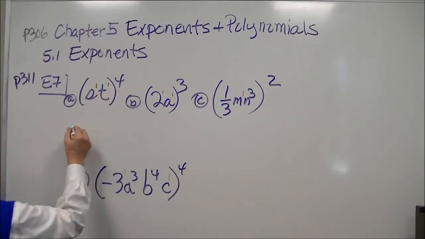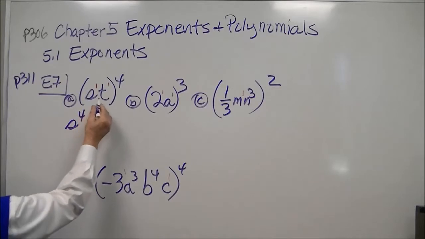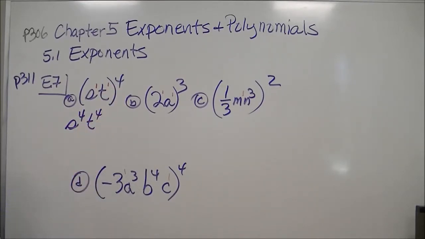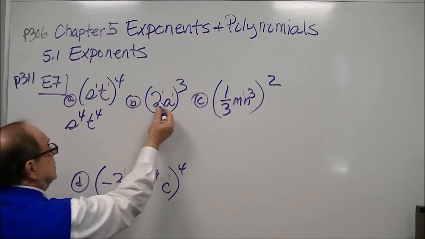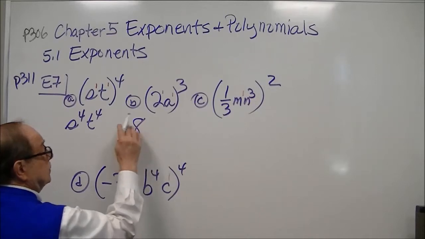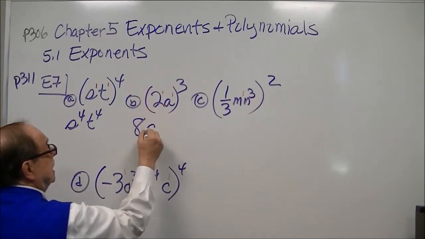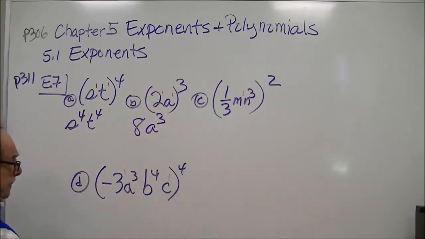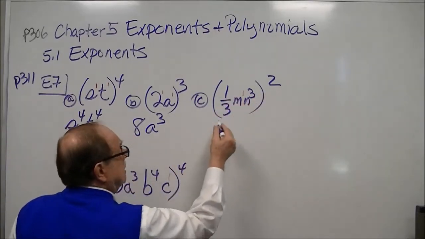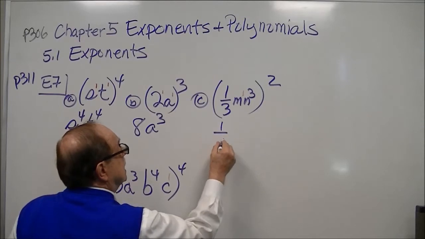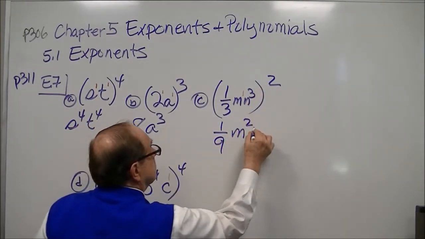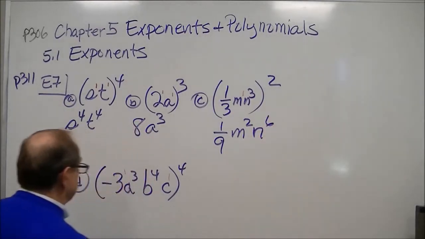So 1 times 4, s to the 4th. T times 4, t to the 4th. Now here we're going to get 2 to the 3rd, which is 8. I could have written 2 to the 3rd, a to the 3rd. Now here this is 1/3 squared is 1/9, m squared, multiplying this and the 6th.